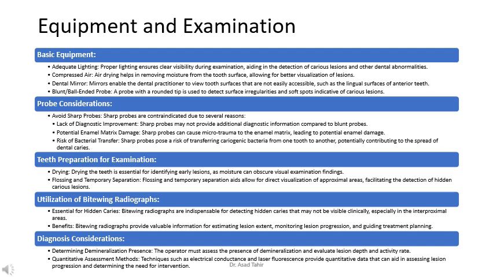Probe considerations. Avoid sharp probes. Sharp probes are contraindicated due to several reasons. Lack of diagnostic improvement. Sharp probes may not provide additional diagnostic information compared to blunt probes. Potential enamel matrix damage. Sharp probes can cause microtrauma to the enamel matrix, leading to potential enamel damage. Risk of bacterial transfer. Sharp probes pose a risk of transferring cariogenic bacteria from one tooth to another, potentially contributing to the spread of dental caries.